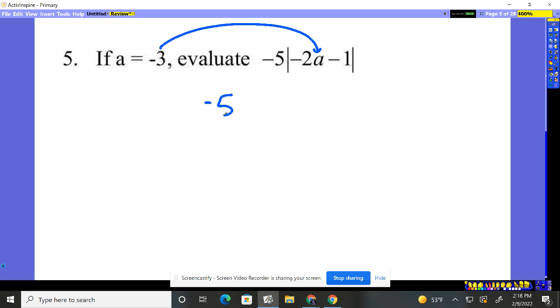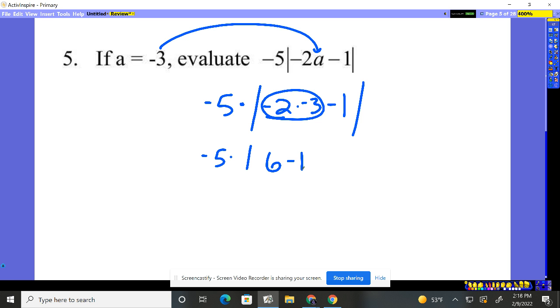It's going to be -5 times. Now, I've got to do the absolute value first. It's like parentheses. So I have -2 times -3, take away 1. Well, right here, we'll do this first. -2 times -3 is 6. So we have -5 times the absolute value of 6, take away 1. Well, 6 take away 1 is 5. So I have -5 times the absolute value of 5.